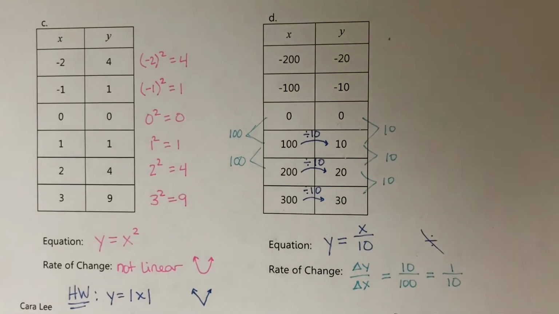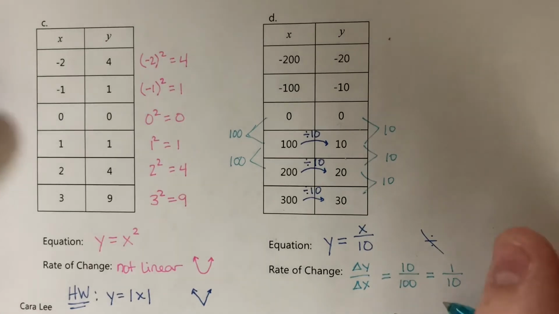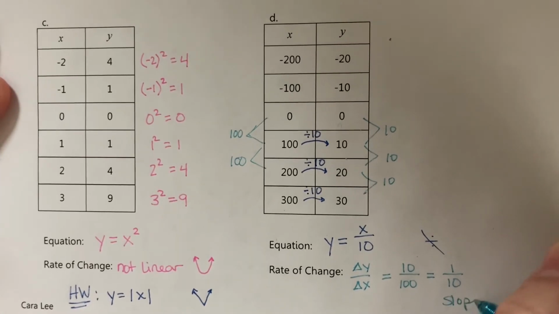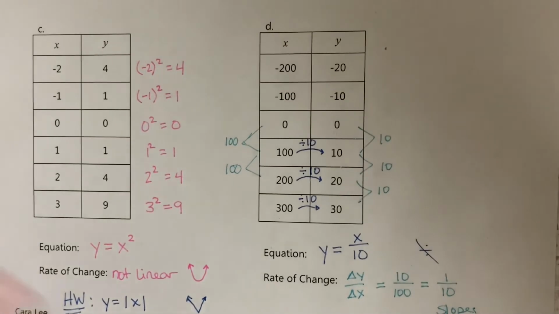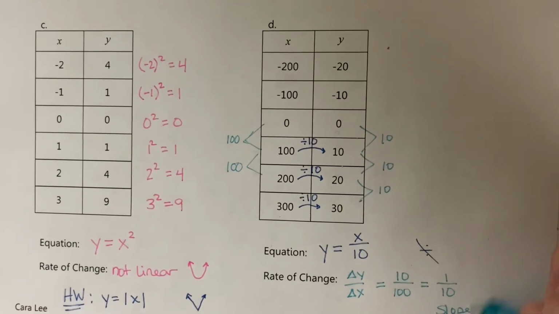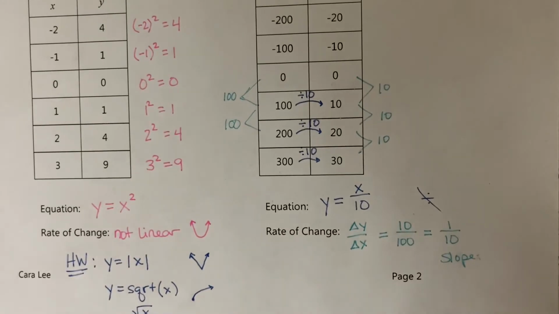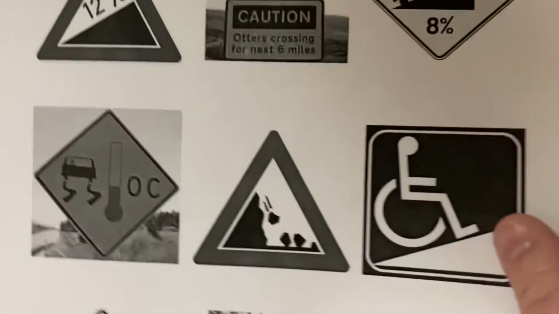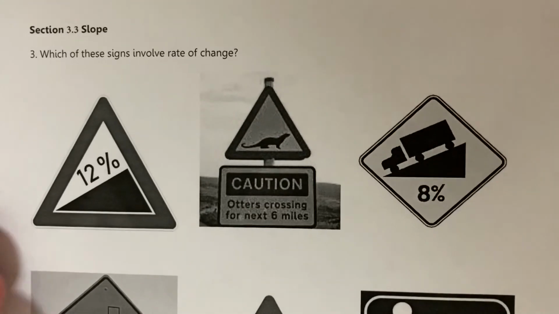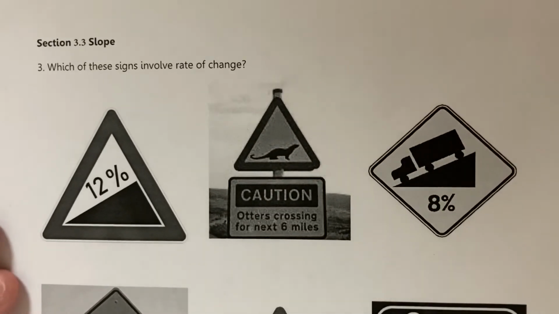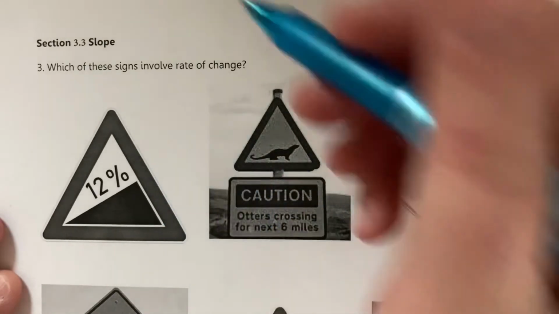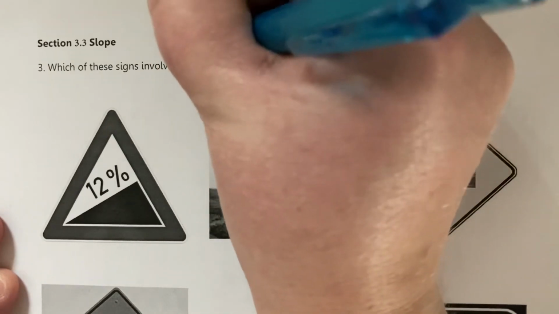All right, let's look at these, because what this rate of change is actually something called slope. The slope of a line is how steep or flat a line is. So on the next page, we're going to look at some different pictures and see if we can recognize some slopes. Here we go. Slope is this rate of change.